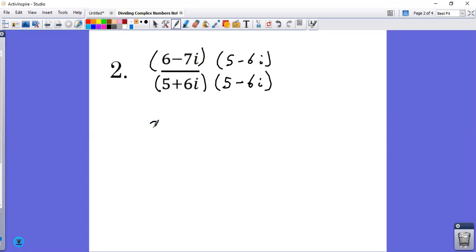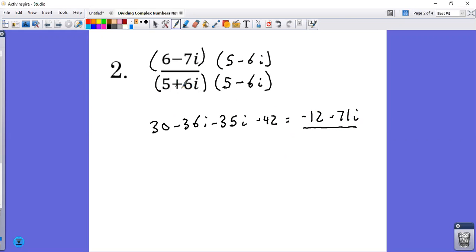So the top will be 30. 6 and negative 6, negative 36i. 7 times 5, negative 35i. And then negative 7 times negative 6 is a 42i squared, or minus 42, which then would be negative 12. 36 and 35 is a minus 71i.